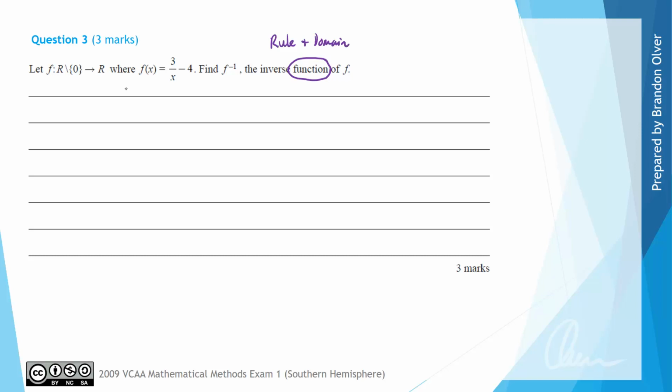So to start off with this question, I'm going to graph the function f very quickly. The function f will have an asymptote along here, at x equals 0, and another asymptote here at y equals -4. And that's because of this translation 4 units down. So f is a hyperbola, so it will have the following shape. As we can see, f is a one-to-one function, so the inverse function will exist.